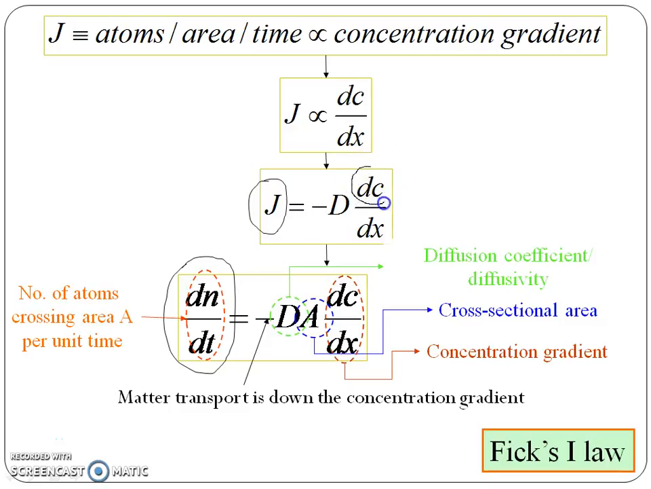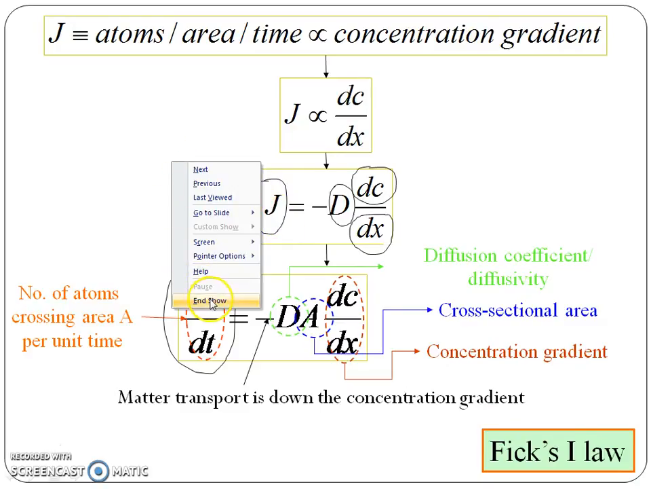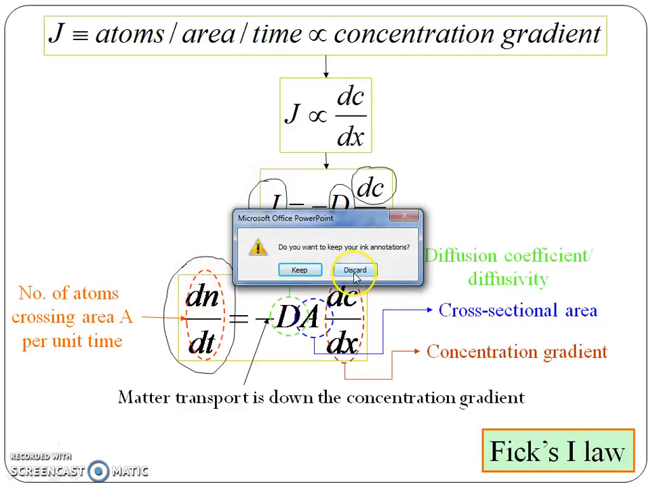We are given the value for dC, that is C2 minus C1. The thickness of the metal plate is given, that is x2 minus x1 or dx, as well as the diffusion coefficient of carbon with respect to metal iron. So easily employing Fick's first law, we can calculate J. Now let us put the values in the equation.